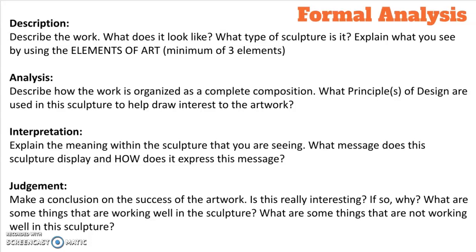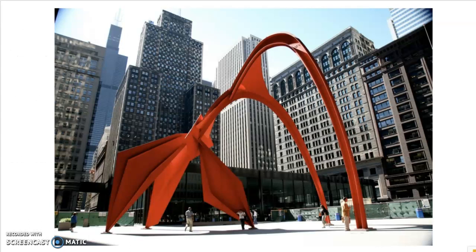Next, I'm going to talk about the interpretation. So I'm going to explain the meaning with how I'm seeing it and try to pinpoint some things that are standing out to me in the sculpture as to why I think it means a certain thing. So looking at the artwork, it's called Flamingo. I know that from reading the title of the artwork. So in terms of what the artist had meant it to mean, it's probably trying to represent the shape of a flamingo as it's leaning down to eat something.